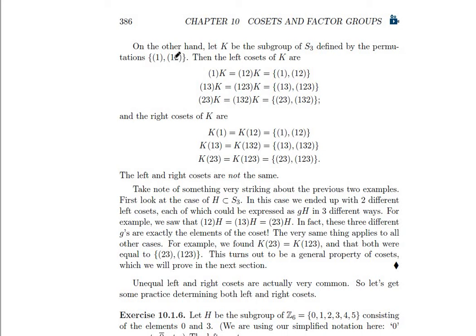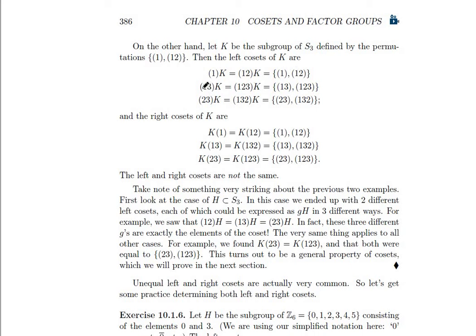I could take left cosets. Now you should be able to work this out. Again, I have to take all 6 elements of S3 and try them all and see what happens. So if I take 1 times K, I'll get the 2 elements 1 and (1 2). If I take (1 2) times K, well (1 2) times 1 will give me (1 2), and (1 2) times (1 2) is going to give me 1. So I get the same 2 elements, as I said, listed in a different order, but the same 2 elements.